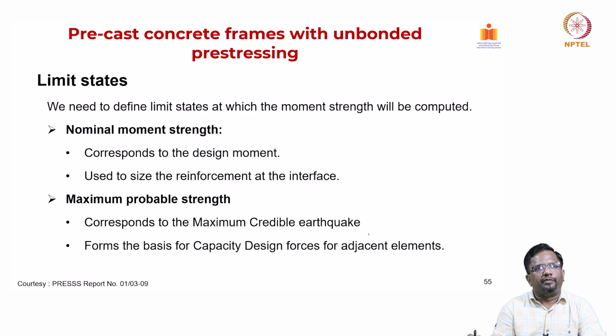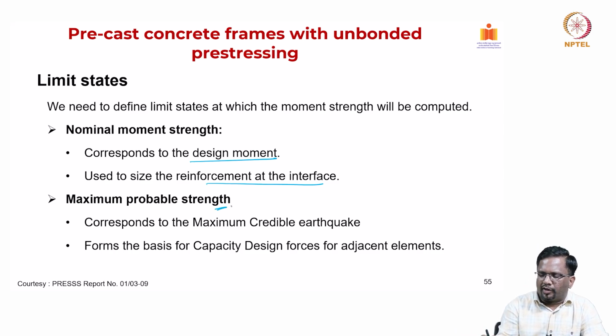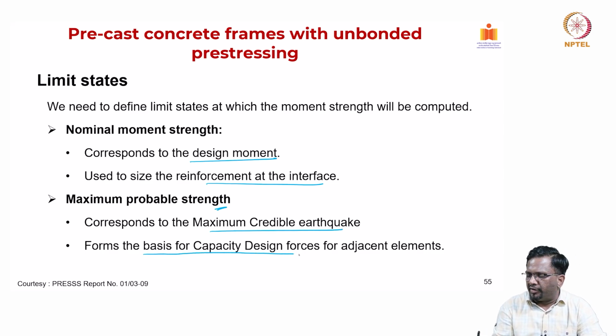Now, limit states: when we design for it, we check for two important limit states. Nominal moment strength corresponds to the design moment, and we use it to size the reinforcement at the interface, how much the rebar should be and how much should be the PT cable that goes through the beams. Maximum probable strength corresponds to the maximum credible earthquake, the worst case scenario, and it forms the basis for capacity based design procedures, based on the forces that are coming into the adjacent element.